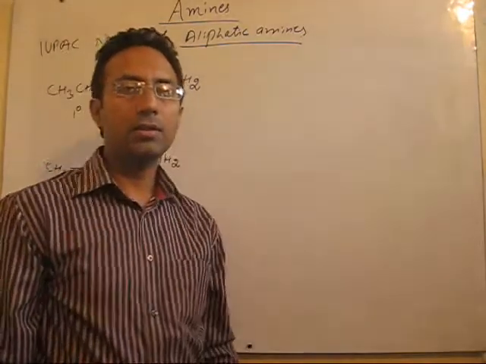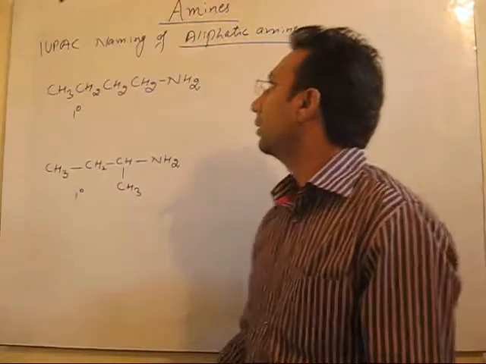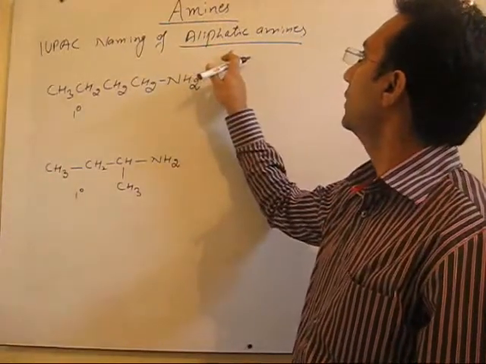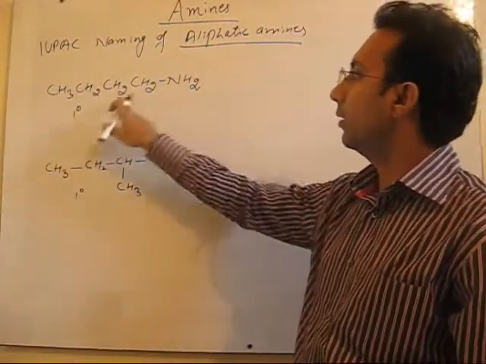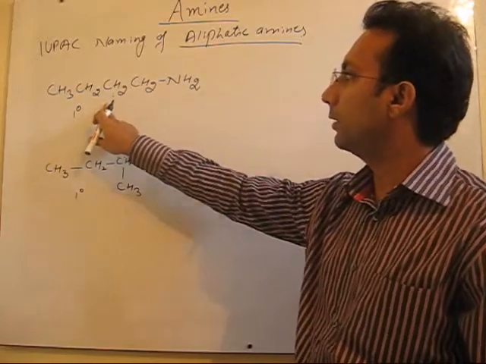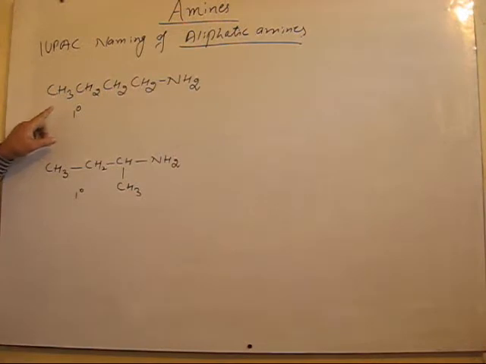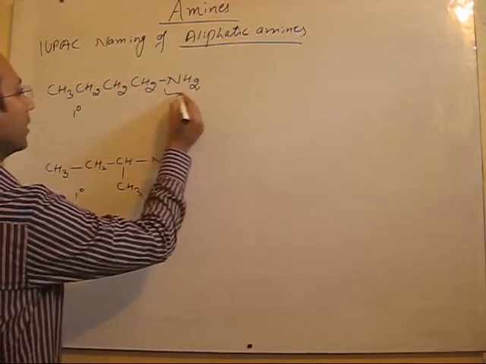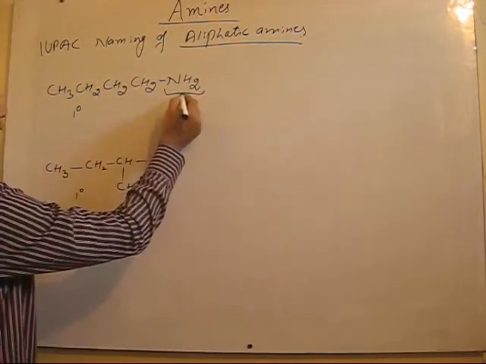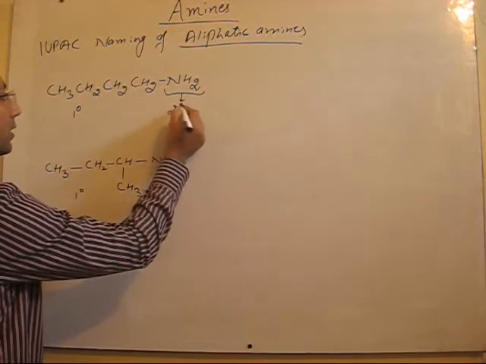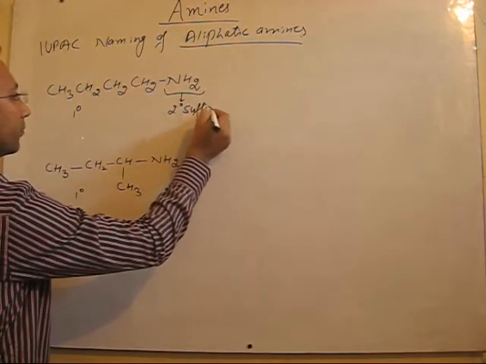Hello everyone. Last time we were discussing the IUPAC name of some aliphatic amines. We ended up at this example. Now let me complete this. First of all, in aliphatic amines, we'll discuss the IUPAC naming of primary amines. Now in primary amines, the NH2 group present here as a functional group is treated as a secondary suffix.